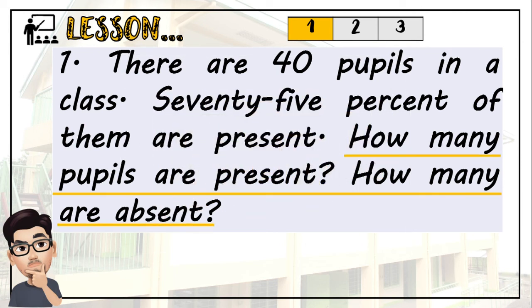So, ang hinihingi niya ay ilan yung present at ilan yung absent dun sa 40 pupils. Tapos sabi dun sa mga given, 40 pupils in a class, then 75% of them are present. So, ibig sabihin, kung 75% ang present, ilang percent yung absent? 25%. So, that's taking us a hint. Diba? Kung saan na tayo papunta. Alam na natin kung ilang percent yung present, ilang percent yung absent.